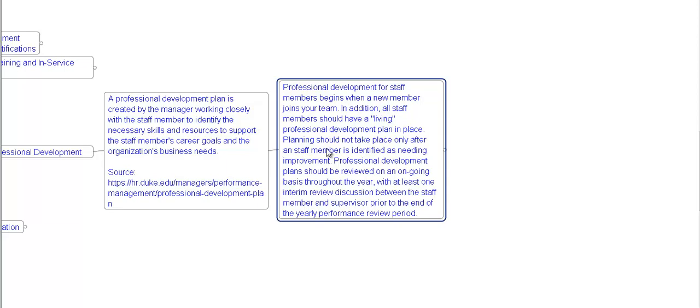Professional development for staff members begins when a new member joins your team. In addition, all staff members should have a living professional development plan in place. Planning should not take place only after a staff member is identified as needing improvement. Professional development plans should be reviewed on an ongoing basis throughout the year, with at least one interim review discussion between the staff member and supervisor prior to the end of the yearly performance review period.